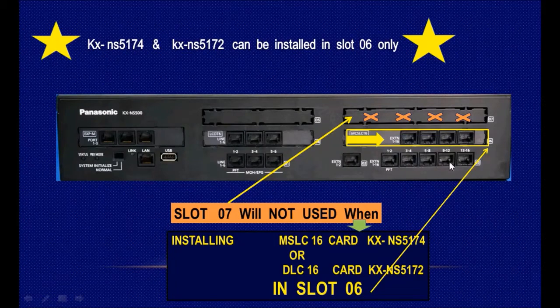Main unit comes with 16 single line telephones. Another 16 extensions can be added, digital phones or single line phones or both of them, but only one 16 expansion card, digital or analog, can be connected with each unit, only in slot number 6, and in this case slot 7 will not be used at all for any other type of cards or any other use.